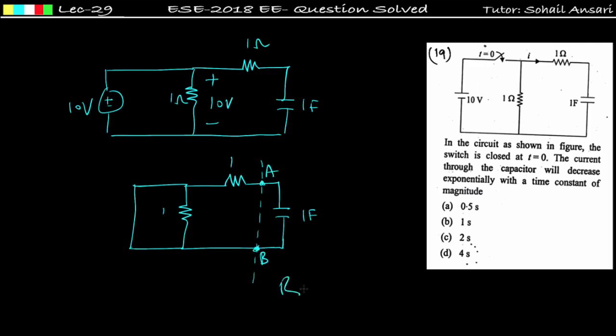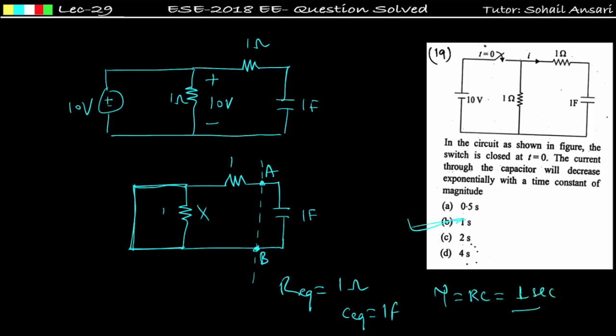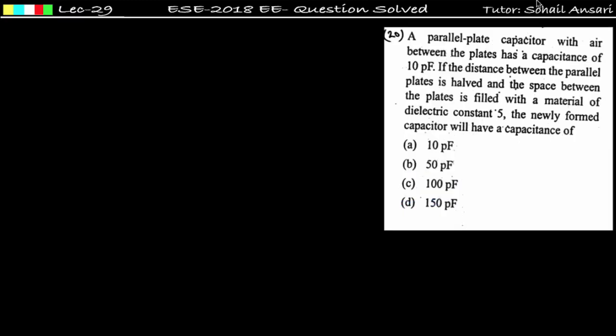So what will be the R equivalent across AB terminal? See, this resistor is shorted, means this is of no use. So R equivalent will be equal to 1 ohm and C equivalent will be equal to 1 farad. So time constant will be equal to RC, that is equal to 1 second. So option B is correct. This concept has been discussed in, I think, lecture number 13, 14, 15.